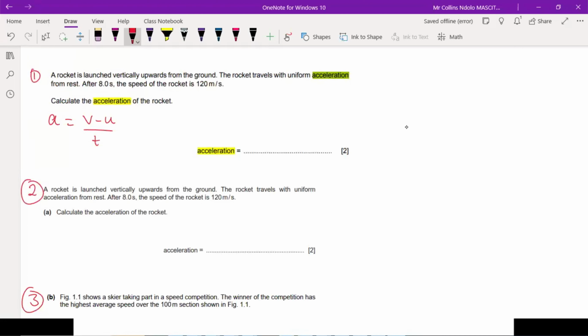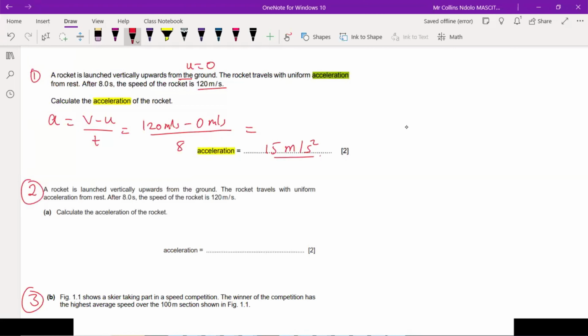V is the final speed, so the final speed is 120. The initial speed: the rocket is launched from the ground, so initially it is 0. So we have 120 meters per second minus 0 meters per second divided by the time, which is 8 seconds. That gives us 120 divided by 8, and I'm getting 15. So the acceleration will be 15 meters per second squared.